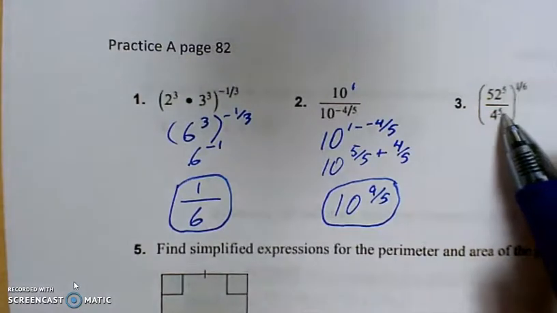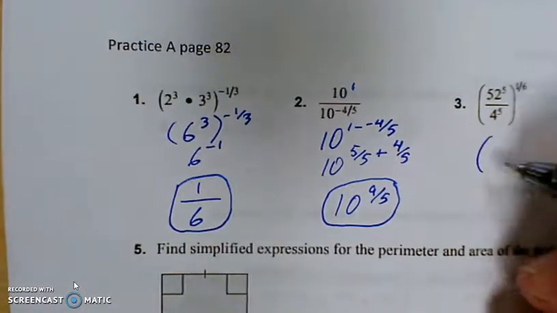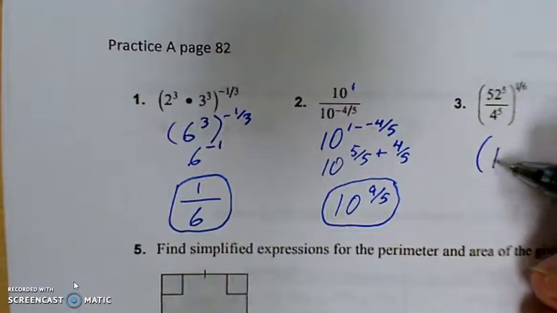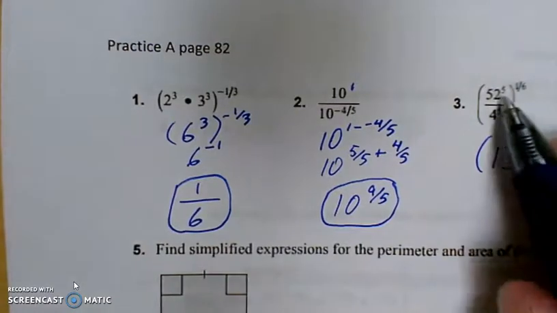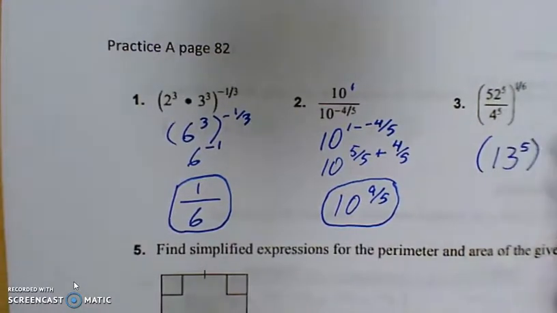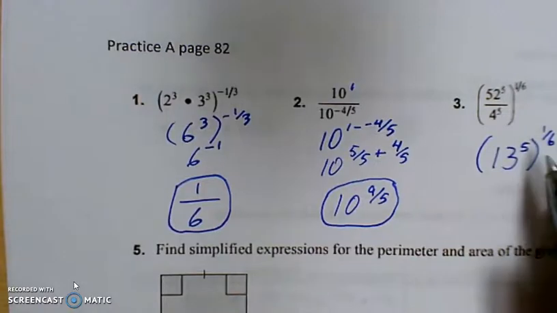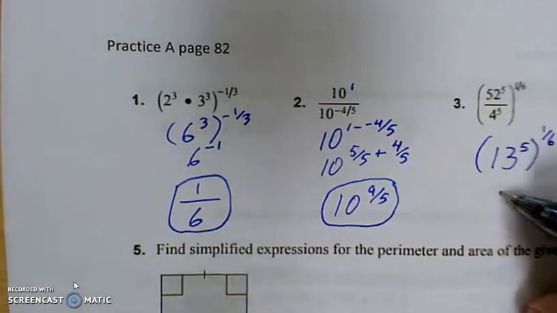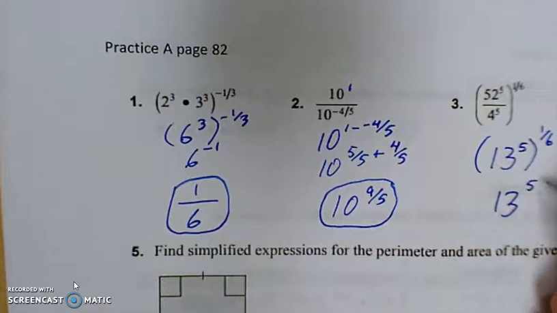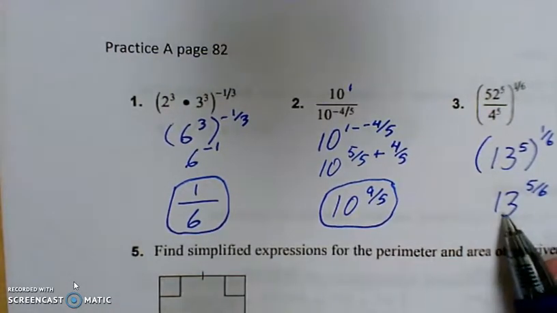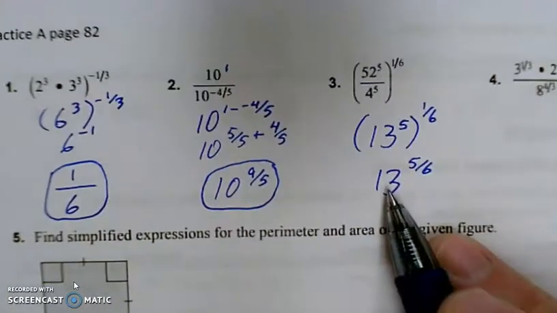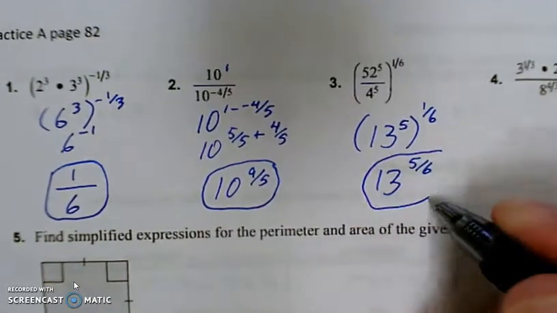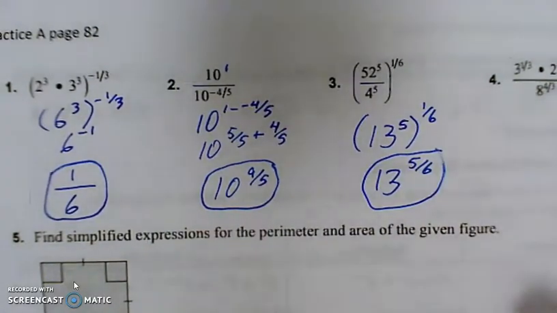Again, I have an exponent of 5 on both of these. I'm actually just going to go ahead and divide those. So that's going to be 13 to the 5th power. I did 52 divided by 4 is 13. And then this will be to the 1/6. I will multiply 5 and 1/6 together to get 13 to the 5/6 power. 13 is prime, so I'm actually going to stop right there on this problem. Realized I was going off the screen a little bit.